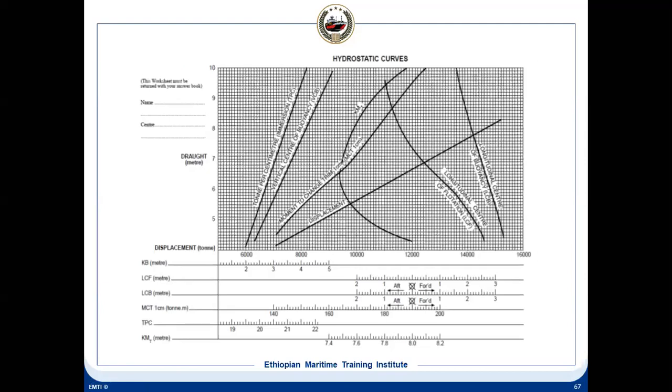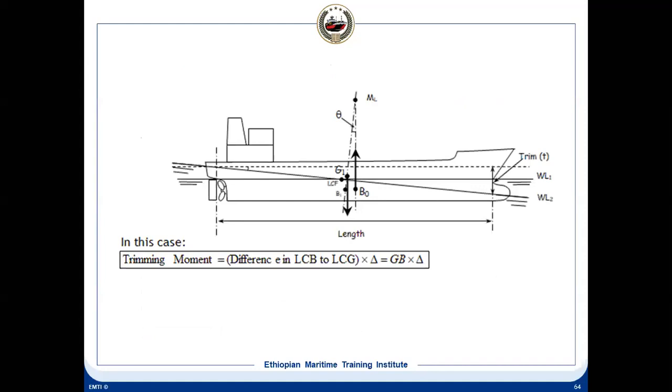Sir, I have one question on calculating the trim using LCB and LCG. Yeah, LCG, tell me. Can you go back to the diagram? Here, when we say that the trimming moment is G B times displacement, is this G G naught or G1? G1. G naught was on the same line as B0, which has shifted to G1. This G, what you are seeing here, is G1. So this LCG is G1.